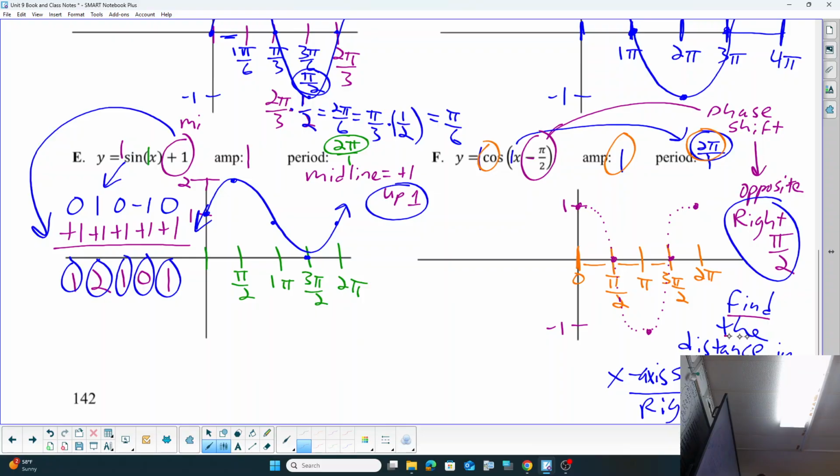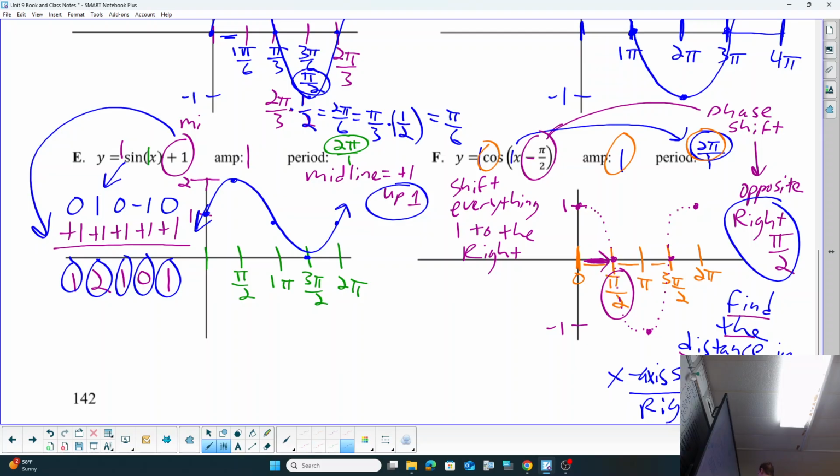So find the distance. That distance is right here, right? Pi over 2. That's the distance. So that means we're going to shift everything by pi over 2. Shift everything. Like 1 to the right. So 1 squared, just shift everything 1 to the right.